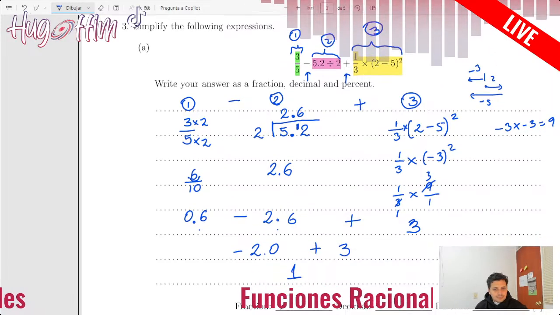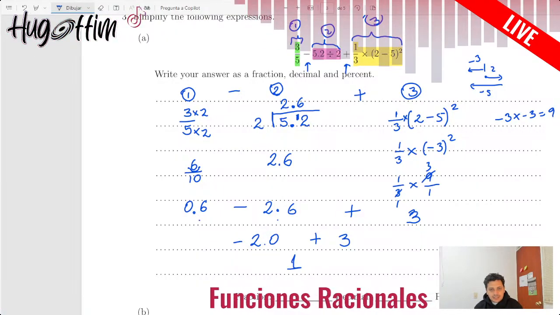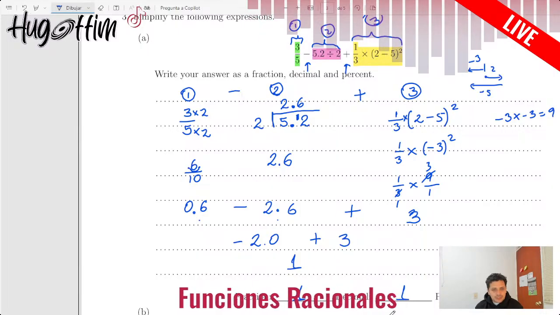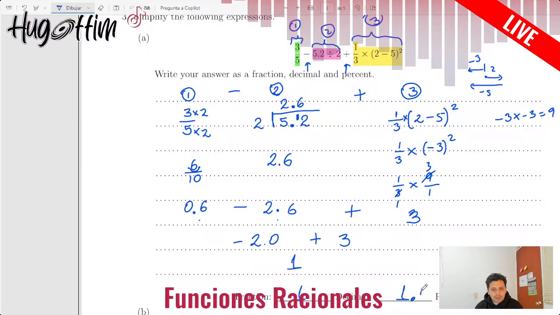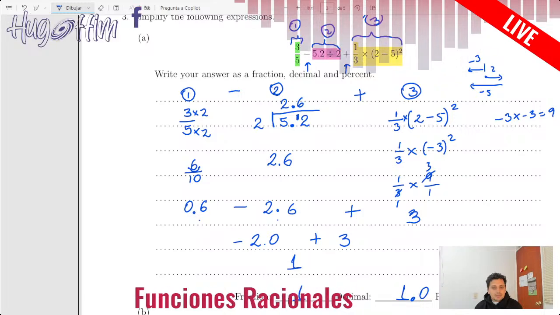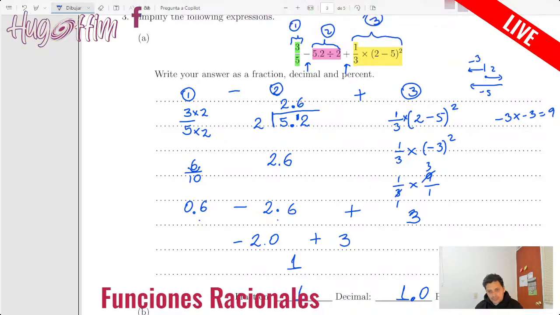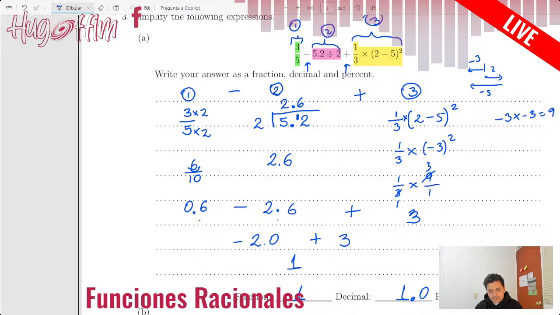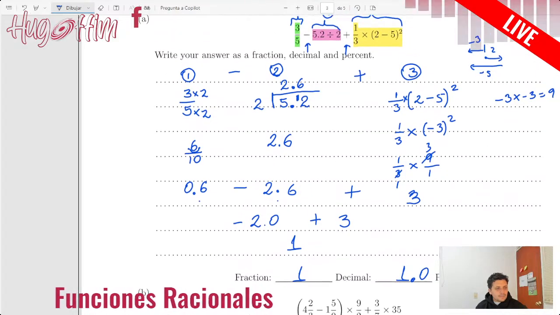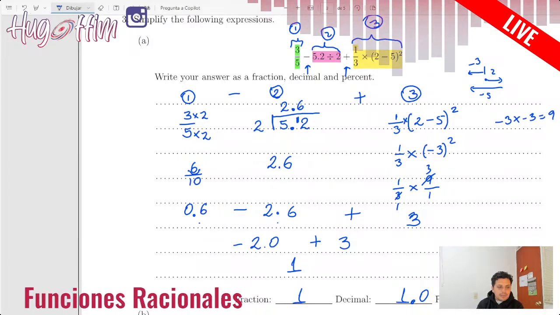Now, I wanted to put it as a fraction. So essentially, in this case, the fraction representation is 1 and is equal to the decimal representation that is 1. Maybe if you want to put 1.0, it's okay. And percent is just multiplying 1 times 100. That is going to be 100%. You cannot see it because my face is there, but it's 100%. But observe how to apply PEMDAS.